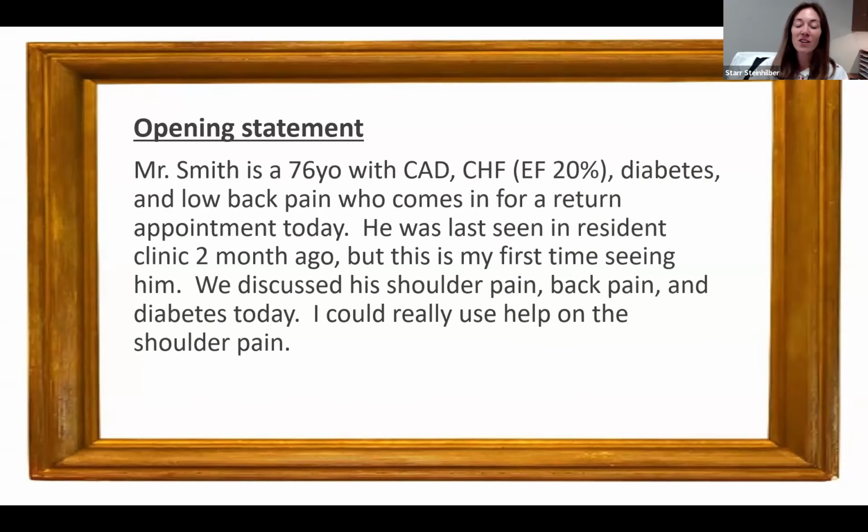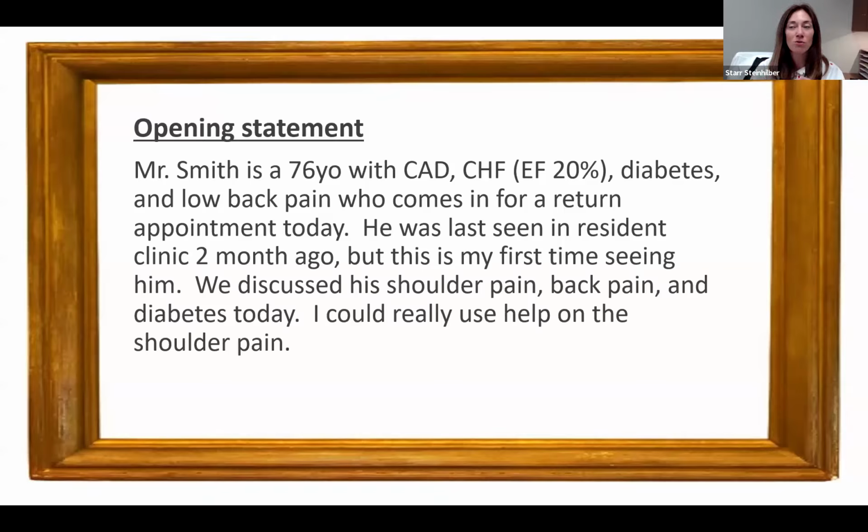So an example of an opening statement would be Mr. Smith is a 76-year-old with coronary disease, heart failure, last EF 20%, diabetes, low back pain, who comes in for a return appointment today. He was last seen in resident clinic 2 months ago, but this is my first time personally seeing him. We discussed his shoulder pain, back pain, and diabetes, and I could really use help on the shoulder pain. And so now we know, okay, those are the big things you talked about, and which one I need to focus on.